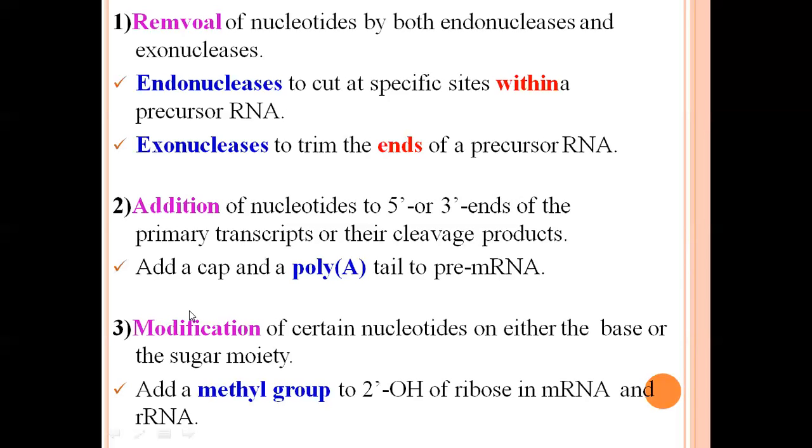Then what actually happens? Then modification, meaning modification of certain nucleotides on either the base or a sugar moiety. If any damaged portion is there, then, for example, a methyl group may be added to the ribose in mRNA and rRNA. Generally a methyl group is added because the methylation process will be started for translation initiation.